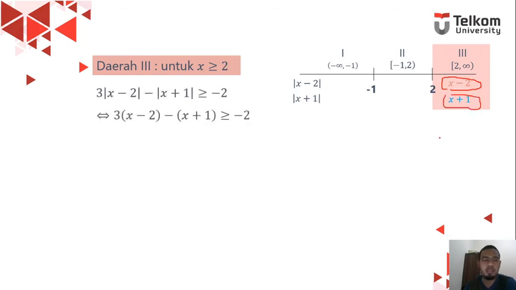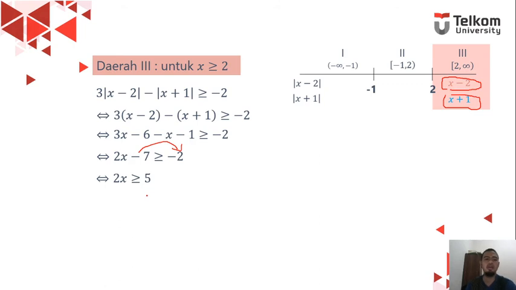So we compute again. 3 x minus 2 changes to be this one, x plus 1 will be changed to this one. So we will get 3 times x minus 2, minus x plus 1, and also bigger than or equal to 2. So 3 times x is 3x, 3 times minus 2 is minus 6, minus x and minus 1. So 3x minus x is 2x, minus 6 minus 1 is minus 7. Okay, so we move it from left to right, so we will get 5. 2x is bigger than or equal to 5. So x is bigger than or equal to 5 over 2.